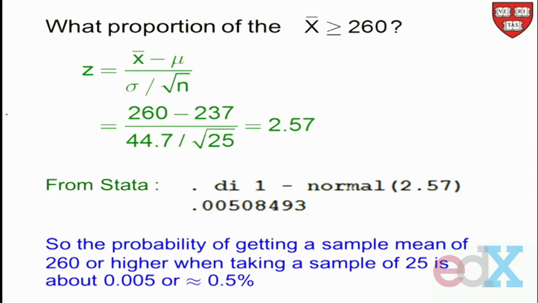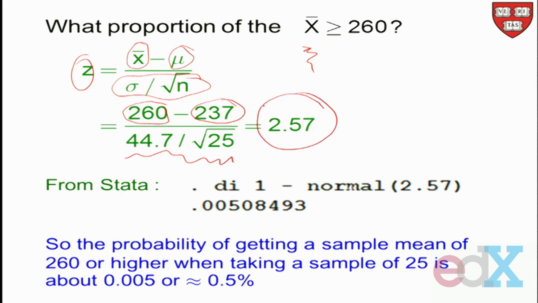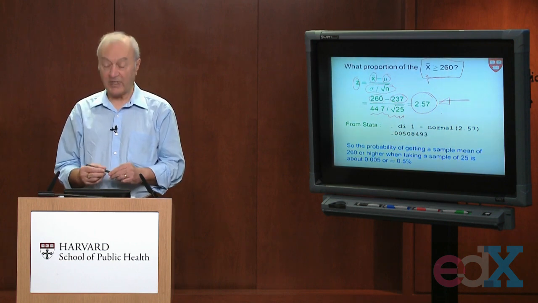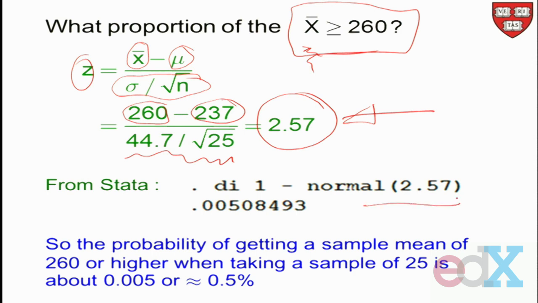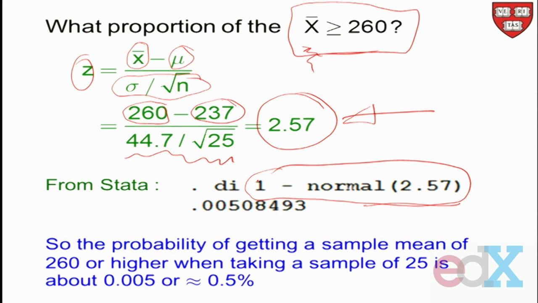So let's go back to our standardized variate, z, which is the variable we're interested in minus its mean divided by its standard deviation. So the variable we're interested in is x bar. We're asking the question about 260. When is it bigger than 260? Let's standardize that by subtracting its mean, 237, dividing by its standard deviation, and the answer we get is 2.57. So the question asked about x gets translated into a statement about z, asking how often is z greater than or equal to 2.57. So we go to Stata and we ask for 1 minus the normal of 2.57, because normal 2.57 gives us the probability of being less than or equal to 2.57. So 1 minus that will give us the probability of being greater than 2.57, and there it is, it's 0.005.